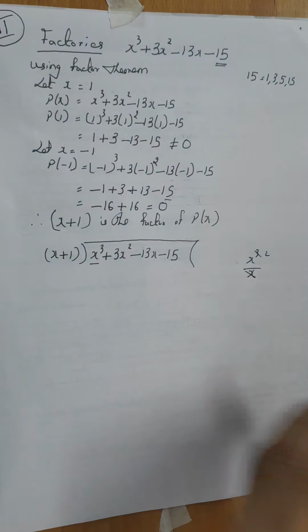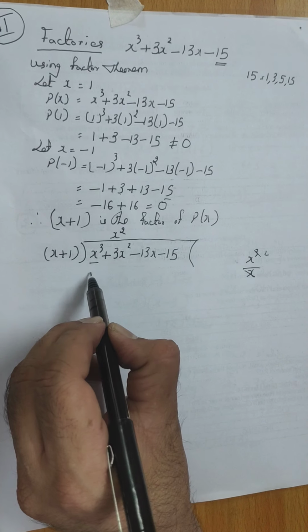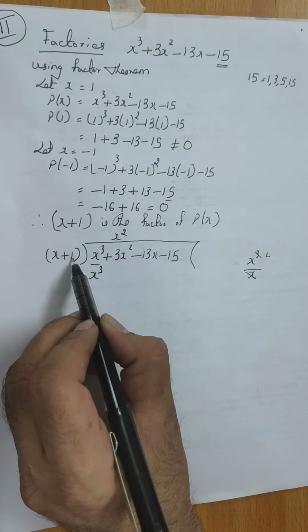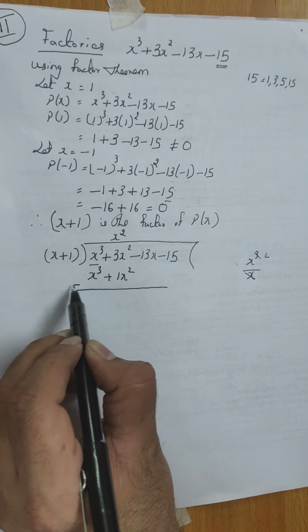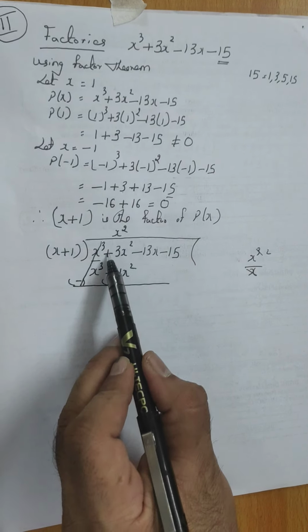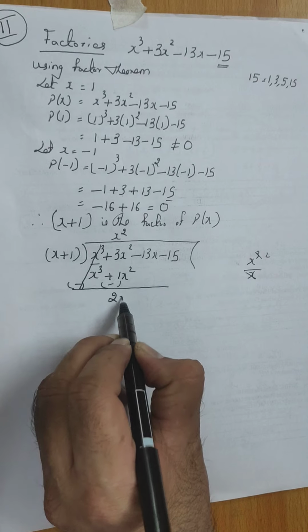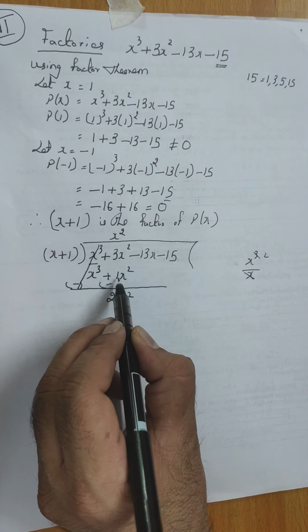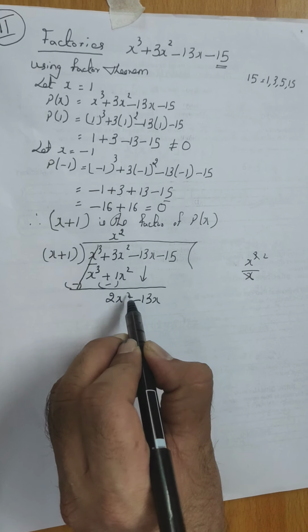Clear? Then what is the next step? x square you multiply with this binomial. x square into x, I'll get x cube. x square into 1, I'll get 1x square. Clear? I'll do the subtraction, the sign will change, these two will get cancelled. Now this is plus and this is minus, I have to do the subtraction, take the sign of the larger term. So here this will be 2x square, 3 minus 1 is 2. I'll bring this minus 13x down.